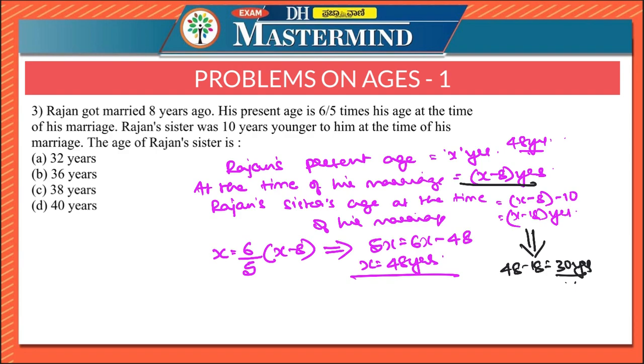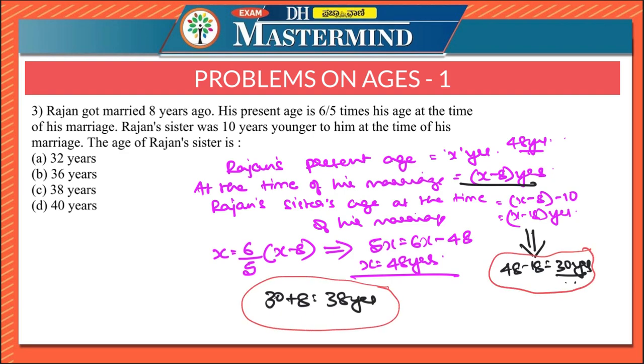Now, 8 years have elapsed since his marriage. So now we will have to add 8 years to Rajan's sister's age at the time of his marriage. That becomes 30 plus 8, which is equal to 38 years. Please don't get confused. The age that we found out here was 8 years ago. That's why we added 8 to 30 to make it 38 years here. Therefore, the right option is option C, 38 years. So, in order to arrive at the present age, we had to add 8.